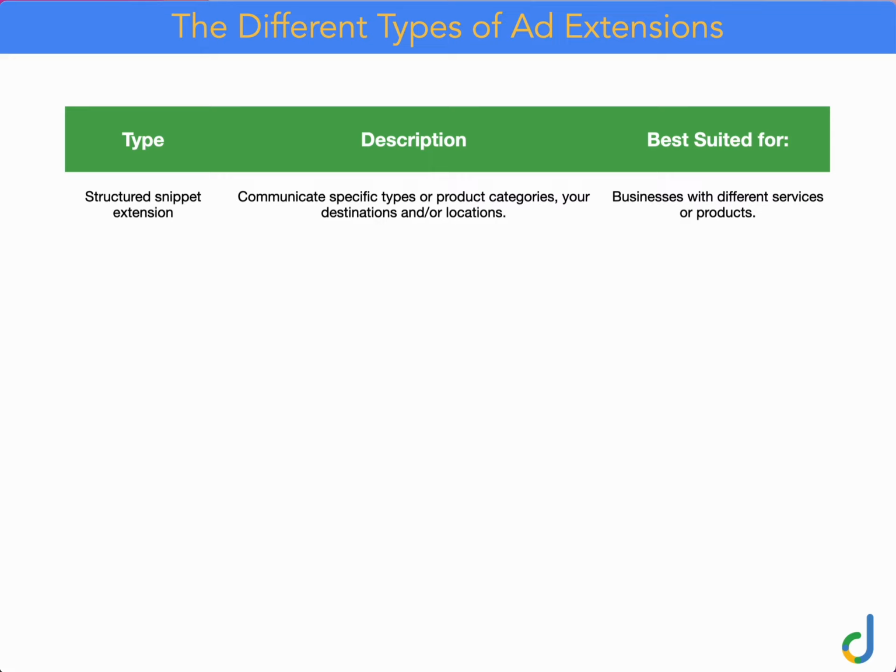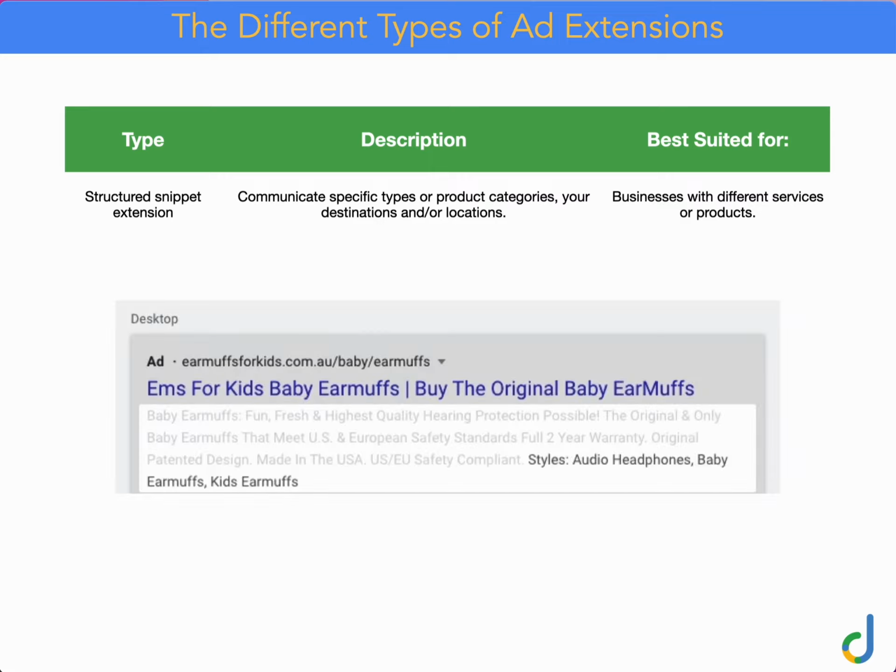A structured snippet extension communicates specific types of product categories, your destinations, or your locations. You can see through here for this e-commerce brand, they had three different styles of baby earmuffs. That's why they call them out: audio headphones, baby earmuffs, kid earmuffs. If you're an electrician, you might put out there that you offer appliance installations, air conditioning, and general repairs.